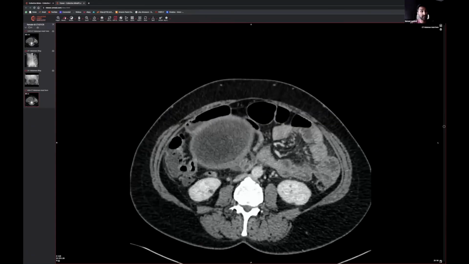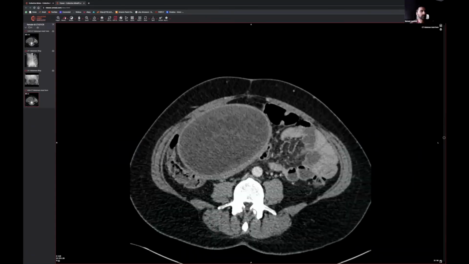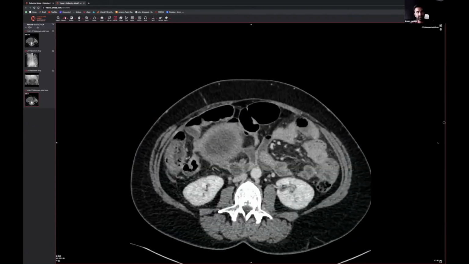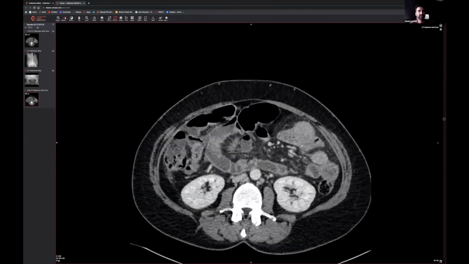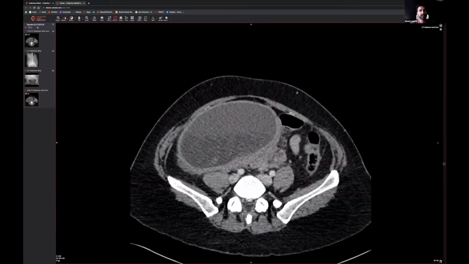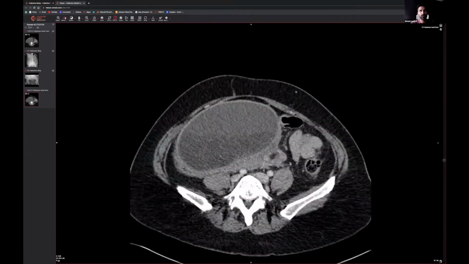So that could be the appendix. But again, the point is we can't see a connection between the bowel and this lesion that is sitting over here. So again, we're saying, okay, we don't think this is a bowel lesion. I don't think this is appendicitis. I reckon this is something else. And people have already said, so this looks like an adnexal lesion, an ovarian lesion. But what kind of lesion is it?